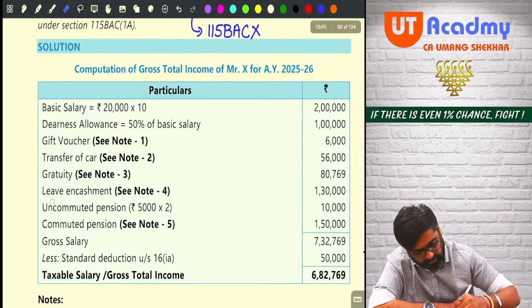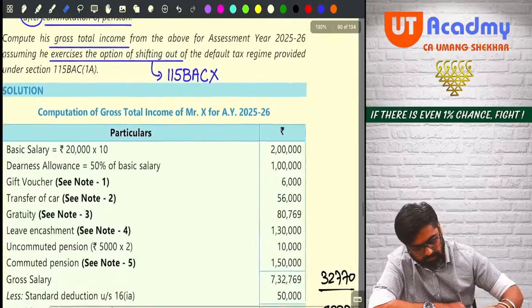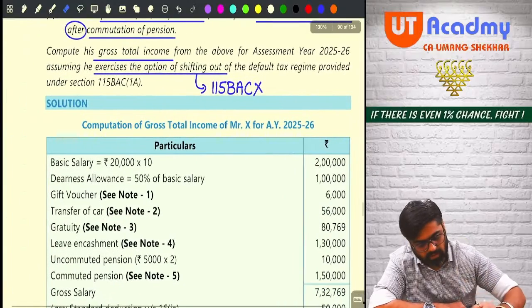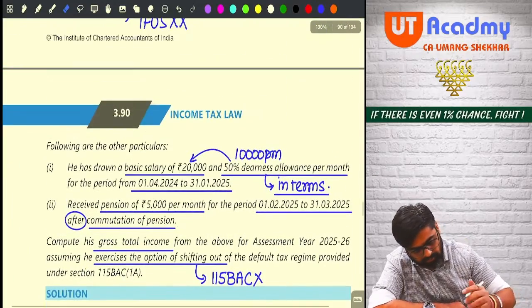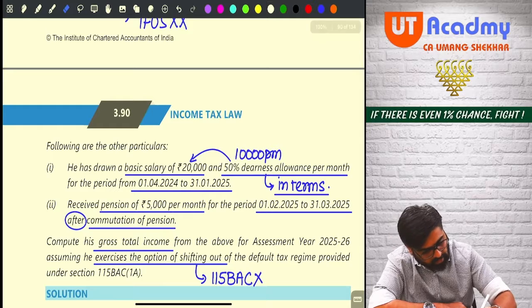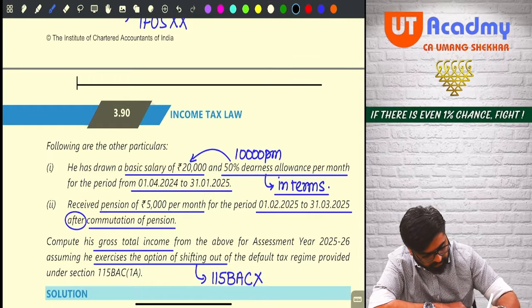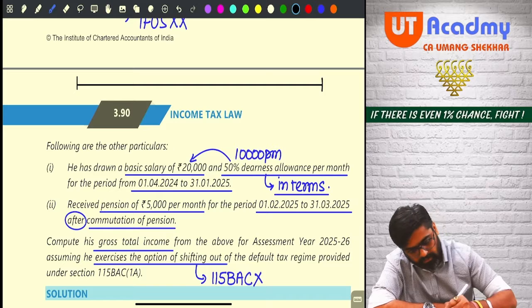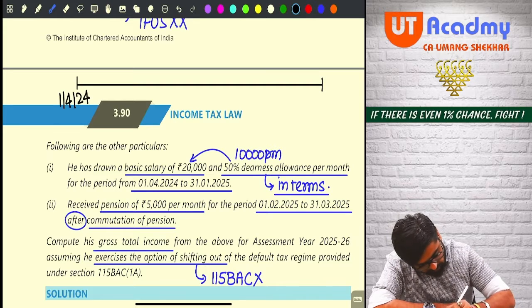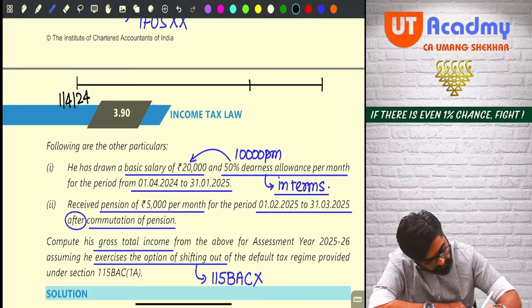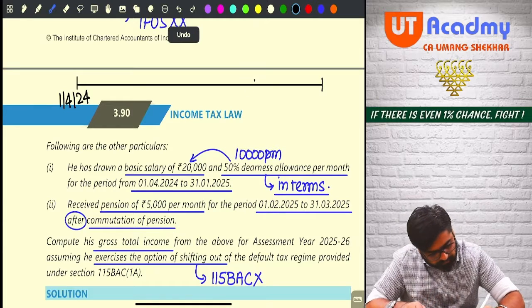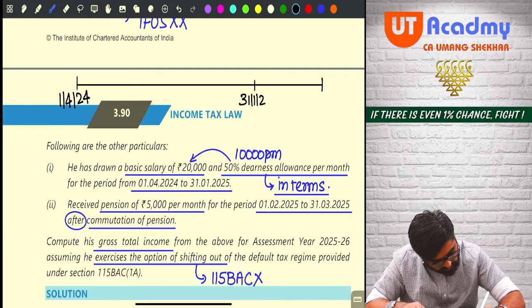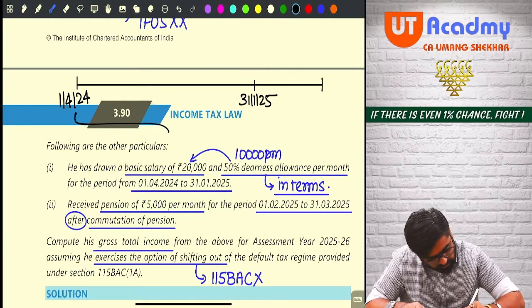Pay attention, everyone. First of all, I will make a small timeline so that you understand what is going on. This is my previous year. In my previous year, starting from 1st of April 2024 till 31st of January 2025, he was working.